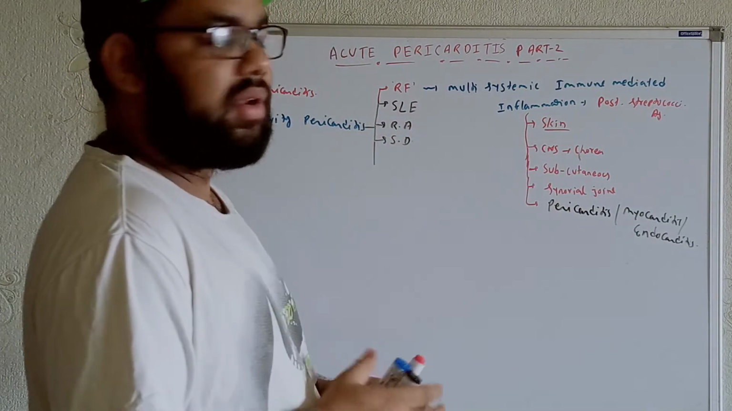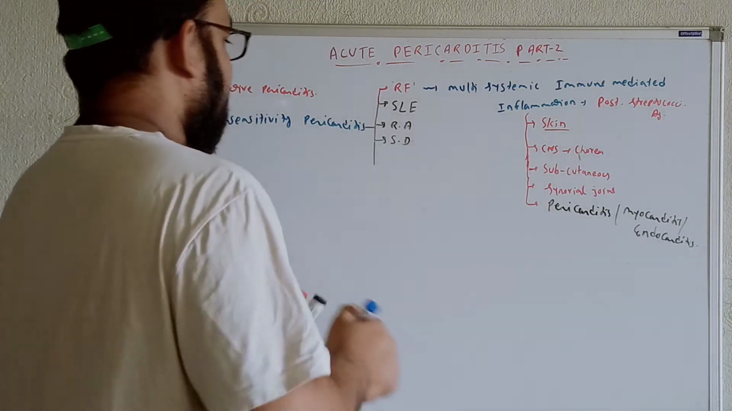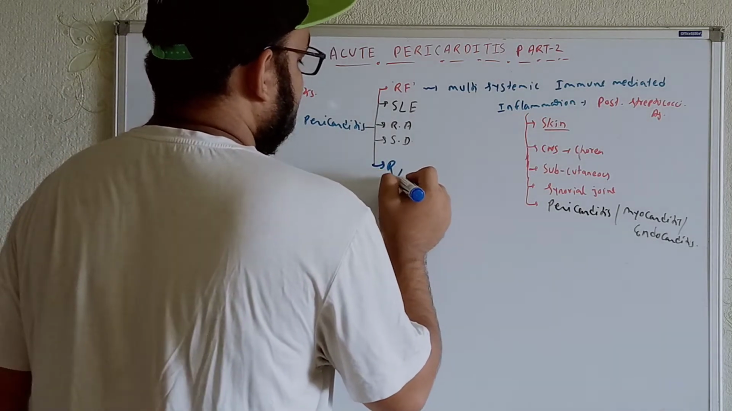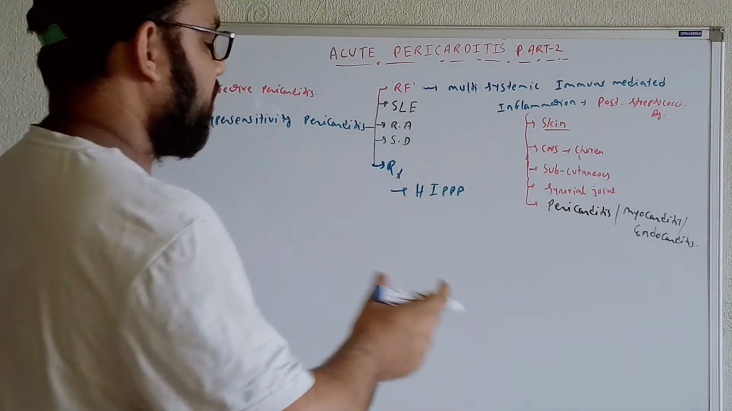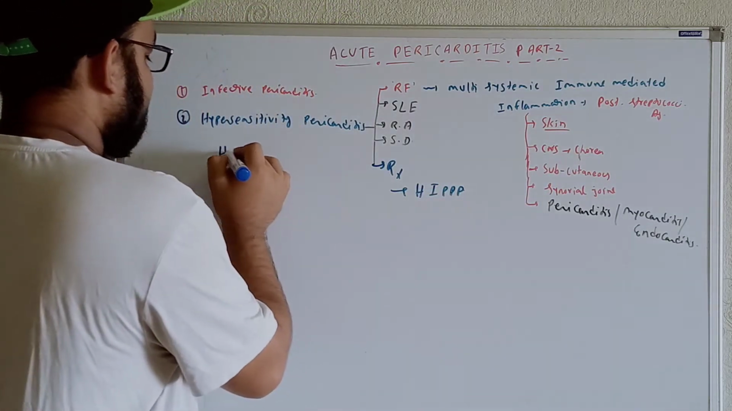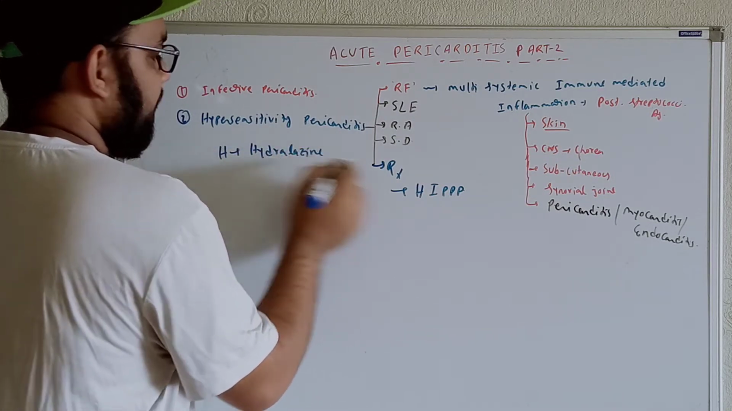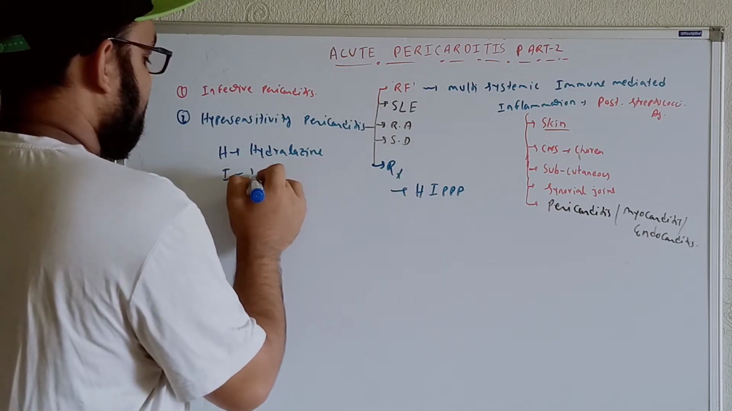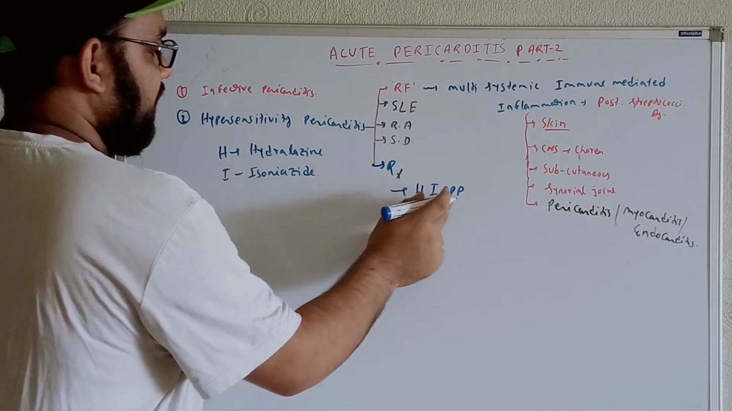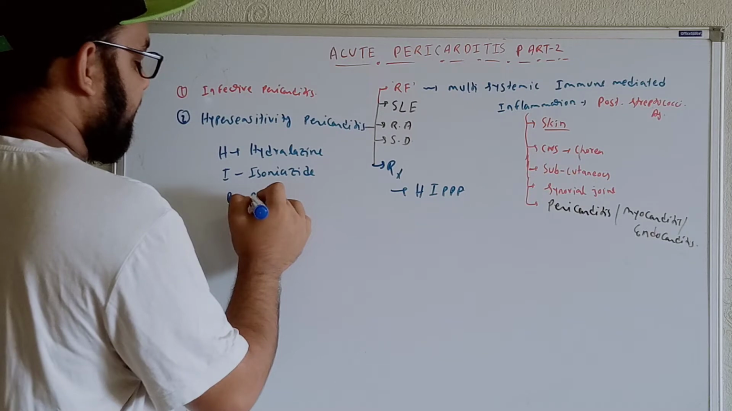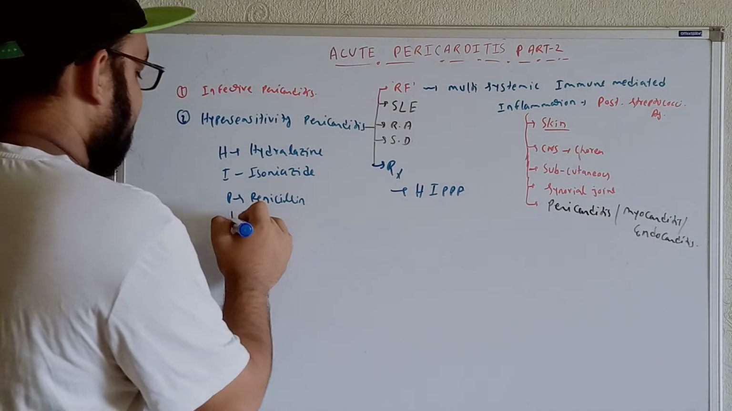Now there are certain types of drugs that can also cause pericarditis, and this group of drugs is known as HIPP. What are those drugs? H stands for hydralazine, I for isoniazid, then the first P for penicillin, and the next P for procainamide.